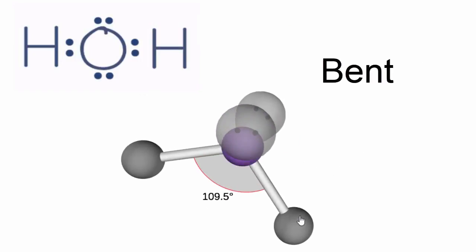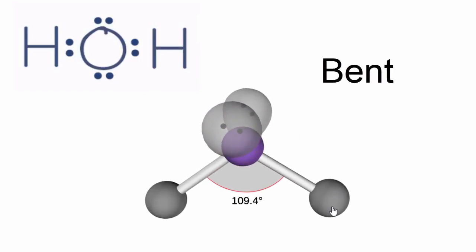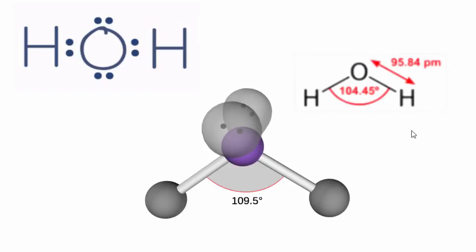You might note that the bond angle is 109.5. If you look the bond angle up for water, it'd be a little bit different. So this is a general model. It doesn't give us the specific bond angle for specific molecules, just a general idea of what the bond angle will be for a bent molecular geometry.